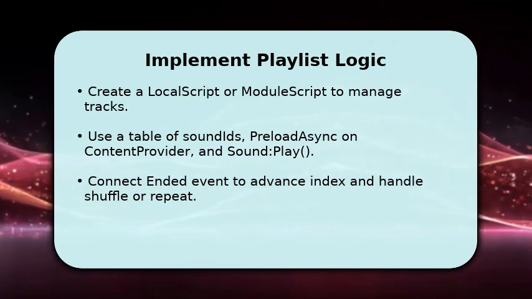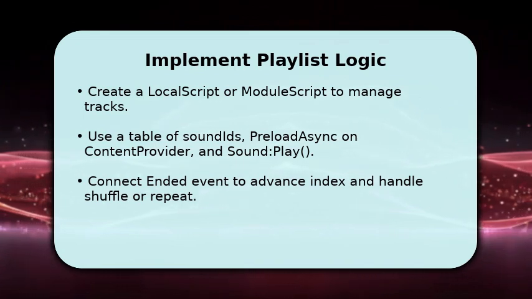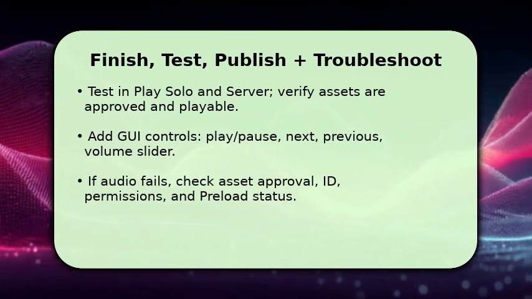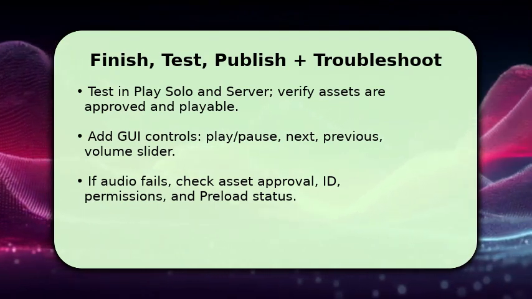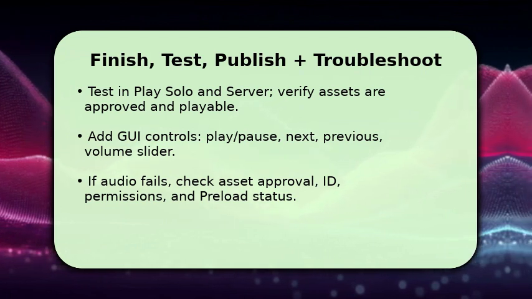Make sure you set volume and playback speed. Complete the program by wiring GUI buttons to your script for play/pause, next, previous, and a volume slider. Then test in both Play Solo and a published server session to confirm replication. Once satisfied, publish the place.